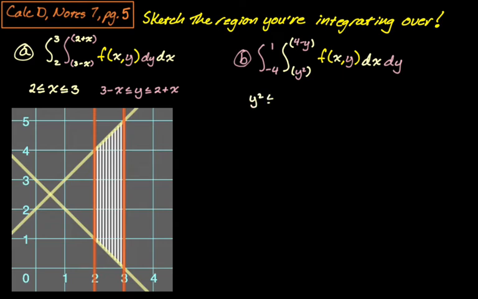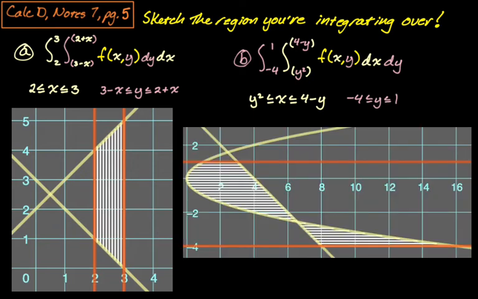So here's our bounds. X is going to be between y squared and 4 minus y. And then y is going to be between -4 and 1. So I've used GeoGebra to sketch this. This one's a little weird. Okay, so let me talk briefly about horizontally and vertically simple regions.